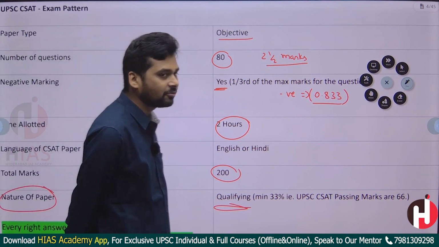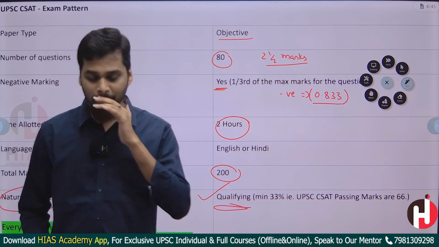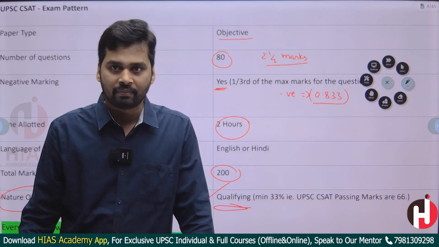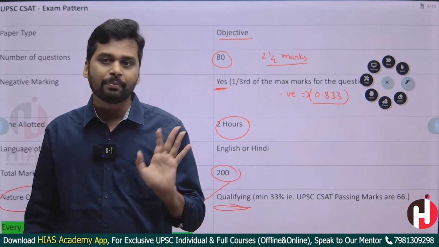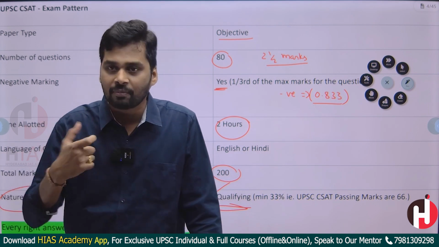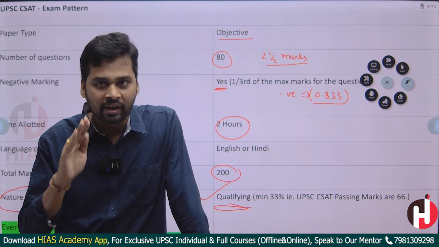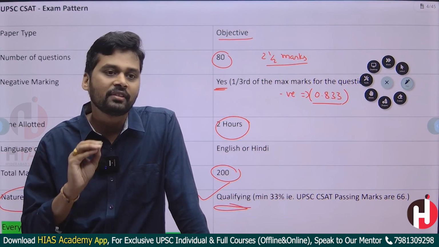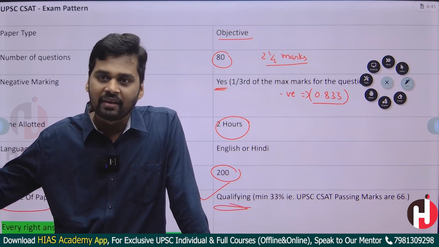Next, and the main important point, the nature of the paper: it is only a qualifying paper. Which means that if you get the minimum marks, you will be qualified in that paper. What are the qualifying marks? It is 33% of the maximum marks, which in terms of marks is 66 marks. So out of 200 marks, you need to get a minimum of 66 marks. If you get it, then you can write the others, like mains and interview.